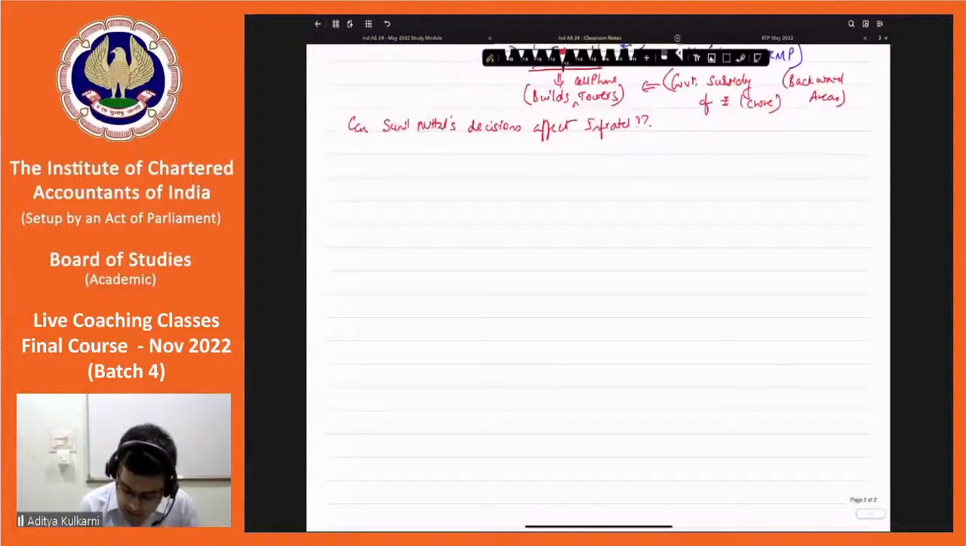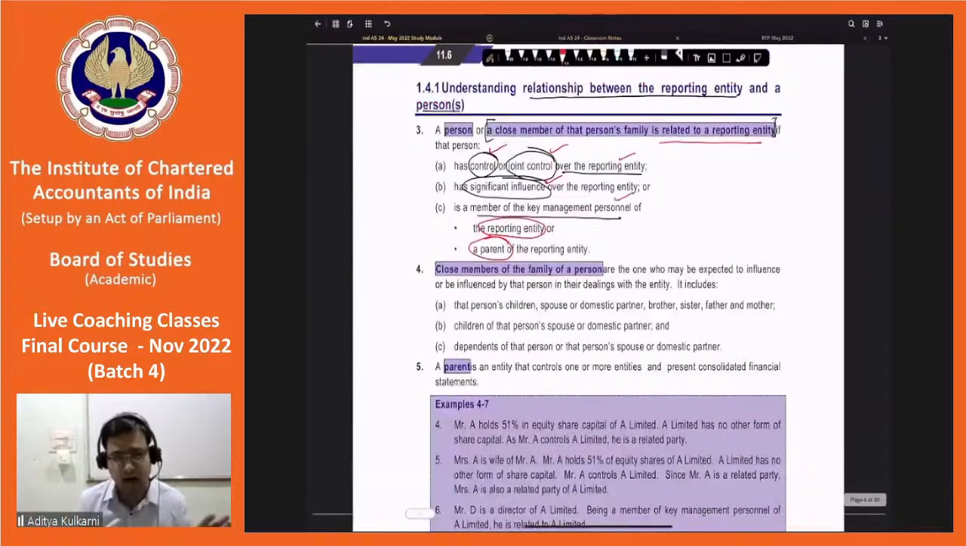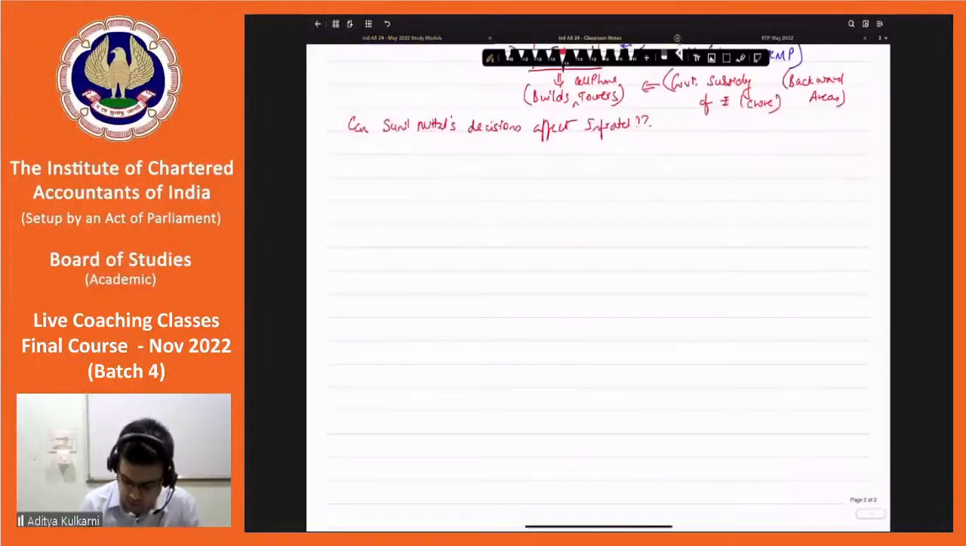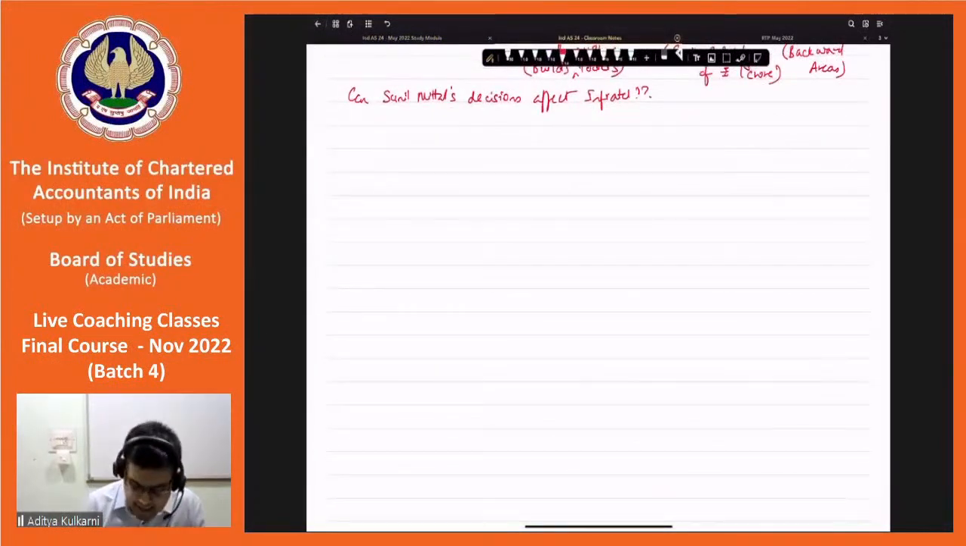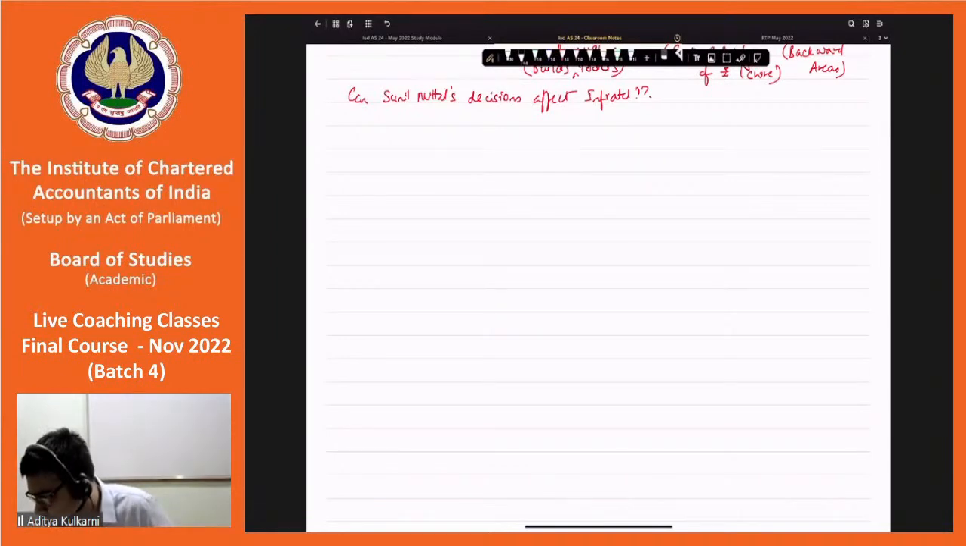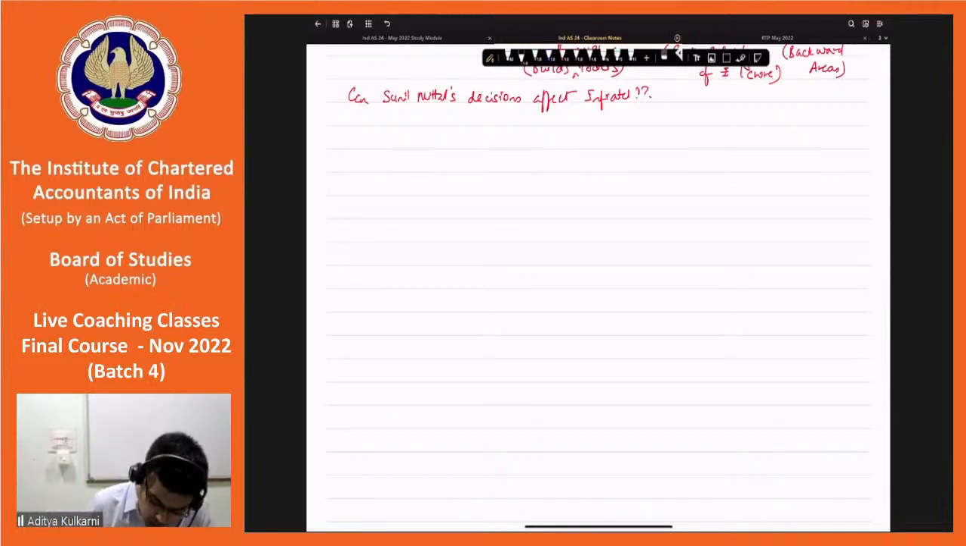Now, there were some questions as to what is control, what is joint control, and what is significant influence. You will study in detail, but let me just give you an example. Sheena Jain also had a doubt, so we will address that. And one of you had a doubt as to what is significant influence. Mahinder asked. Okay, so what do you mean by control?